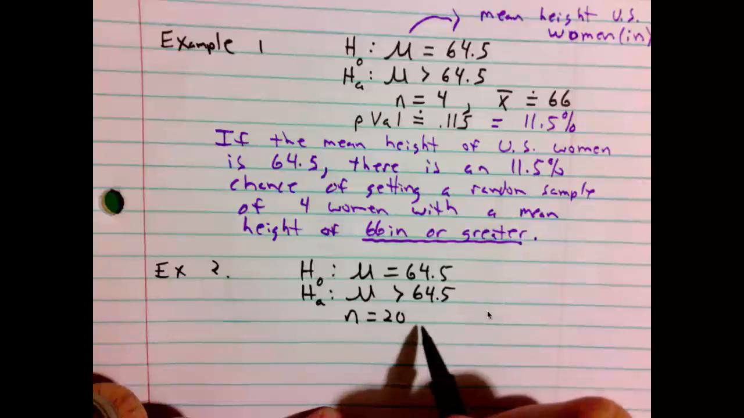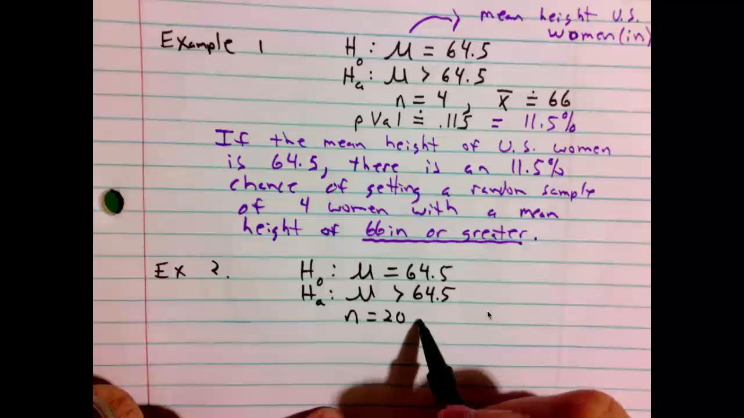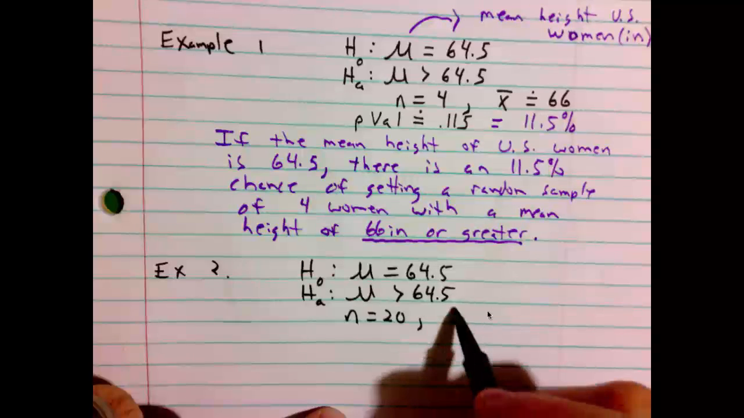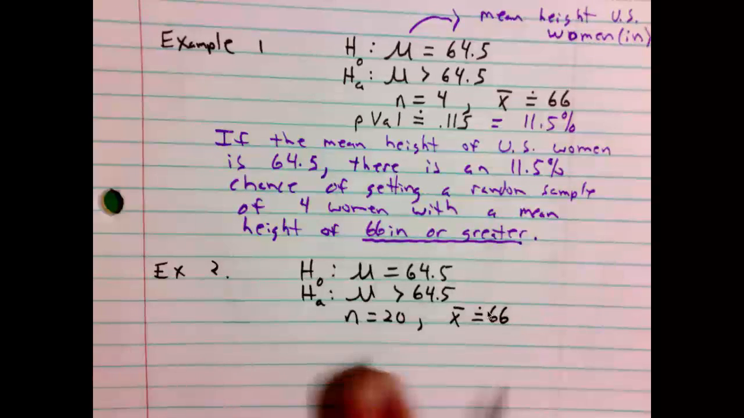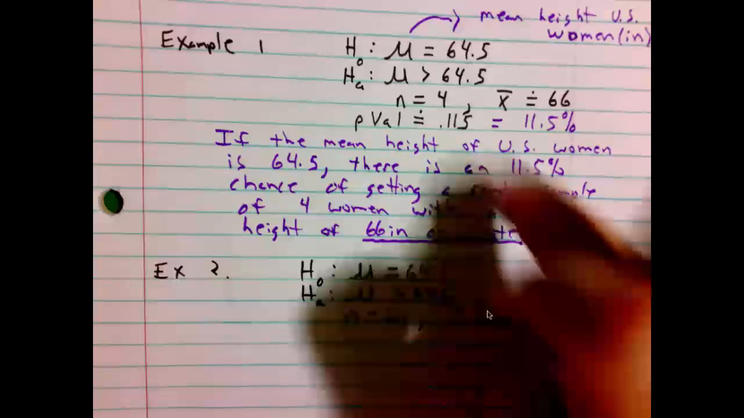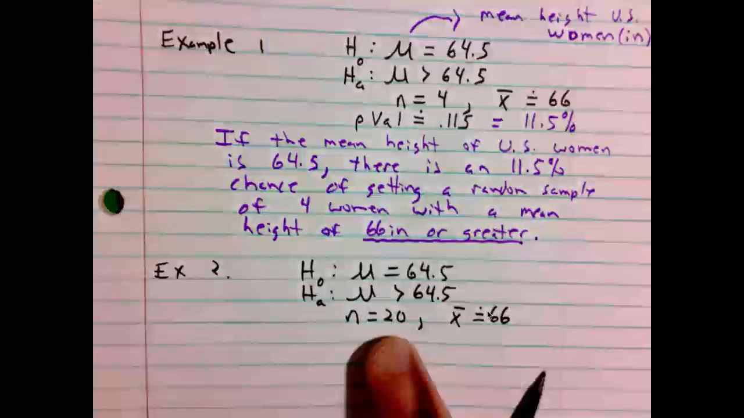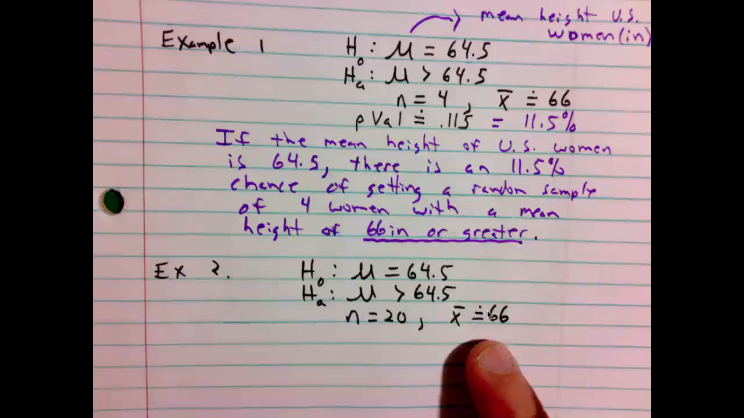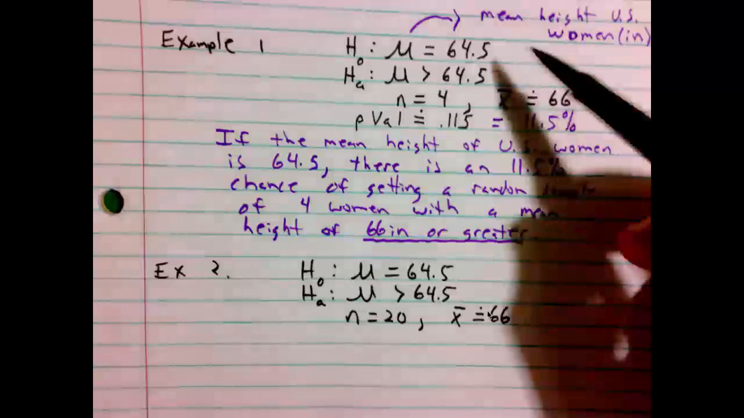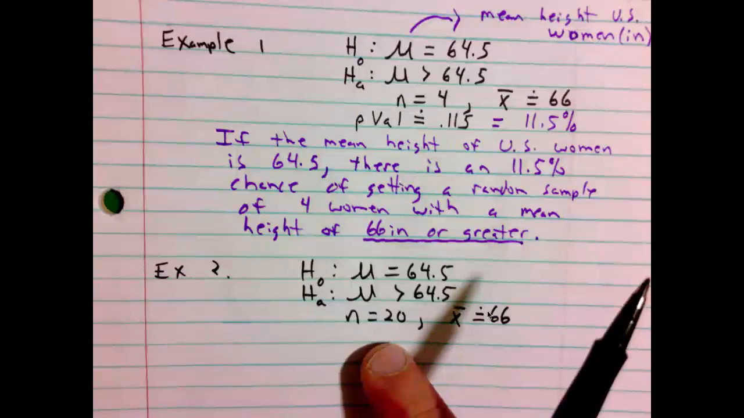And indeed, we got the same x-bar of 66. Well, this is way more compelling evidence. Here we only got 4 women. Maybe we had one woman that was particularly tall, but here we got 20 women. Now we have 20 women, and we're a whole inch and a half above the mean, and our standard deviation is only 2.5. So 20 women is pretty substantial.